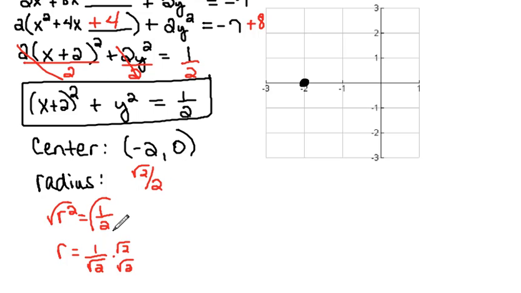It's going to be a little less than 1. So that tells us that we're going to go up a little less than 1, and we're going to go down a little less than 1, and we're going to go to the right a little less than 1, and to the left a little less than 1. So actually, this is what our circle here is going to look like.